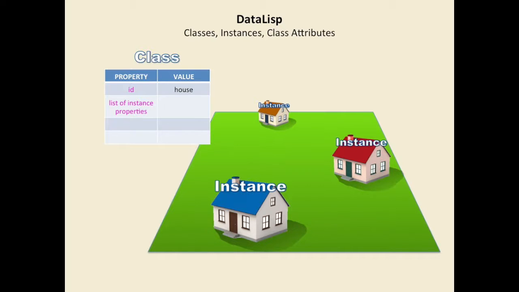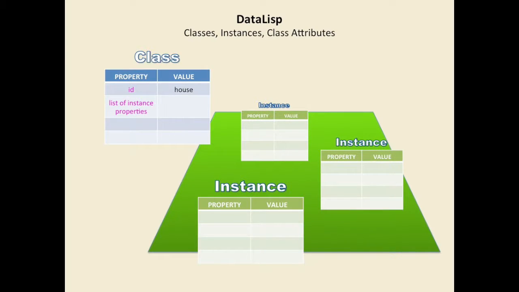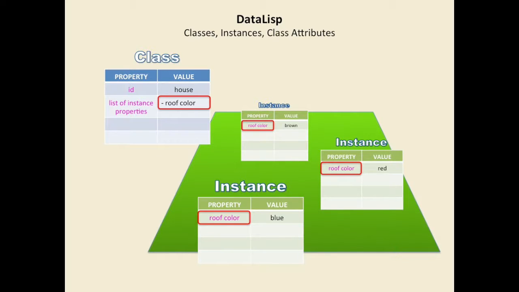And because the instances are also objects, they are also represented by property-value pairs. The first instance property of a house could be, for example, the color of the roof. This term, roof color, is a data, a value at the level of the class. But it is a property at the level of the instance.